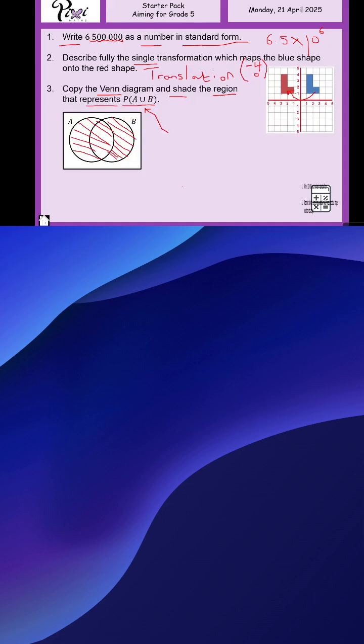If it just said A and B, then that would be the intersection only. But because it's A union B, it means it appears in both circles. So that U means union, it means or, and that N means and, which means the intersection only.